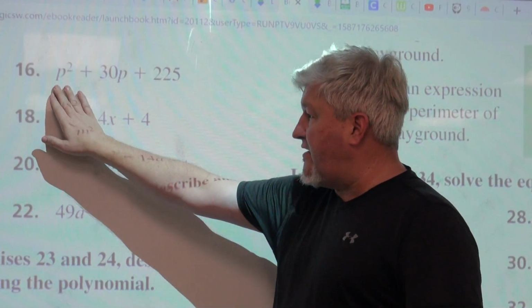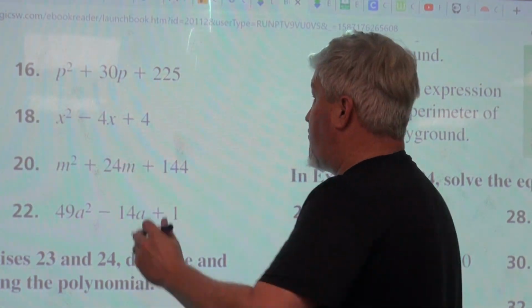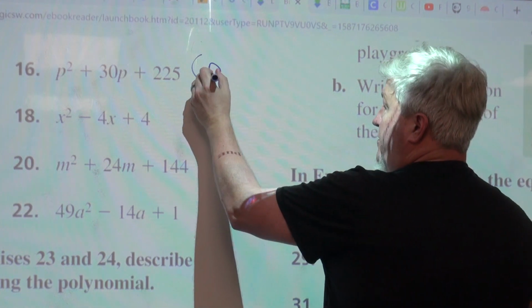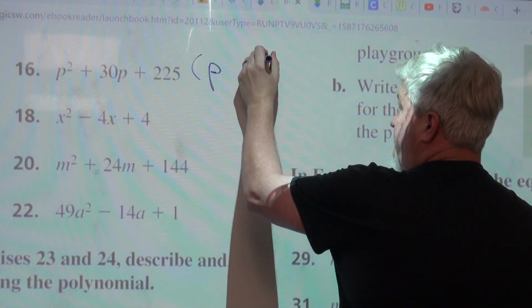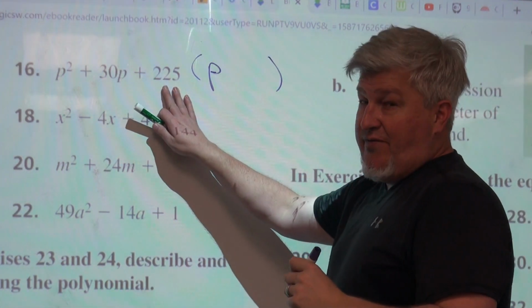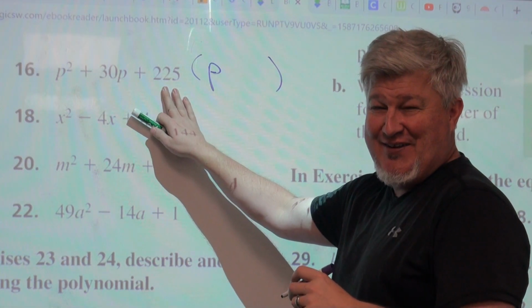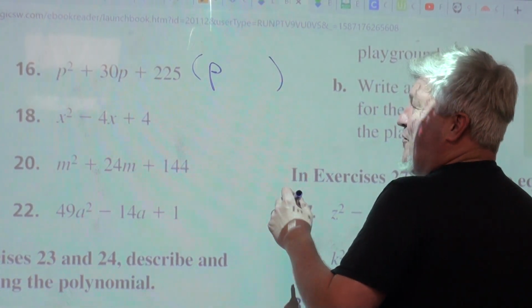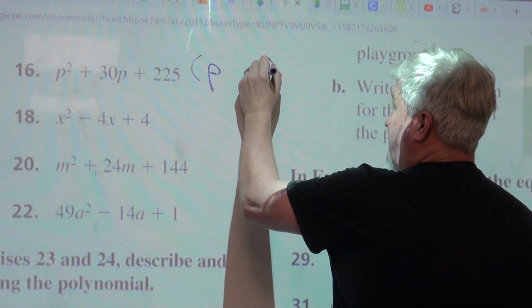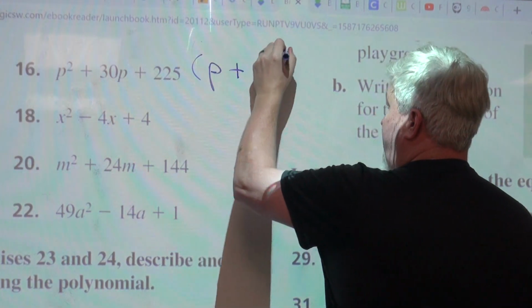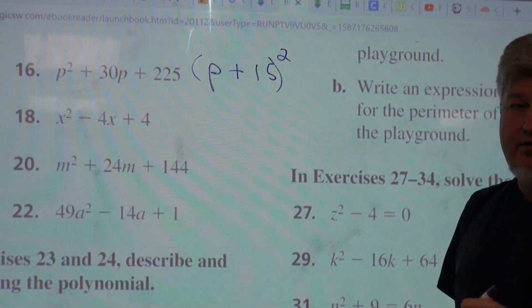So again, with number 16, the first number is a 1. It is a perfect square of 1. So we take the square root with the variable, it's just p. 225, Megan, is the perfect square of what? 15. Good job using your phone. Okay, that is correct. The square root of 225 is 15. Everything's positive, so it's positive and squared. P plus 15 squared.